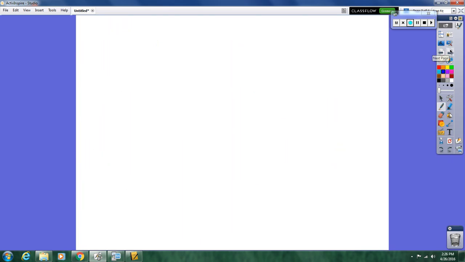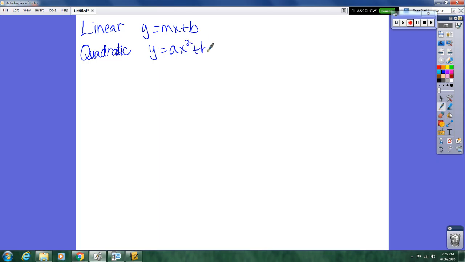Now we're going to go to the equation. I'm going to write these back up here real quick. You should have these in your notes already. I'm just going to put them back up here. So we're going to use the calculator and put these points in our calculator to see which type they are.